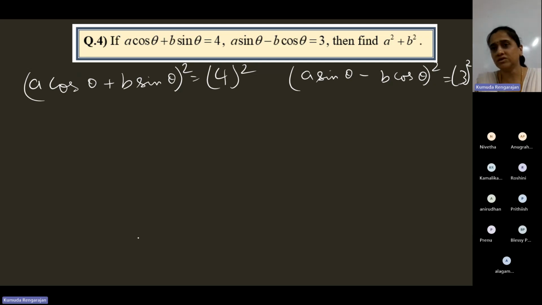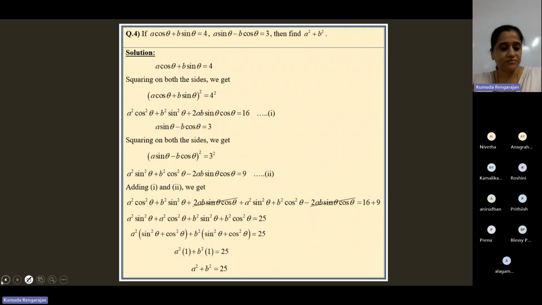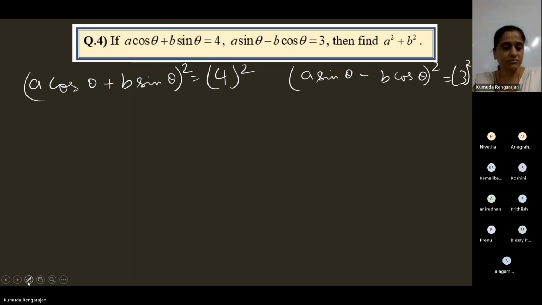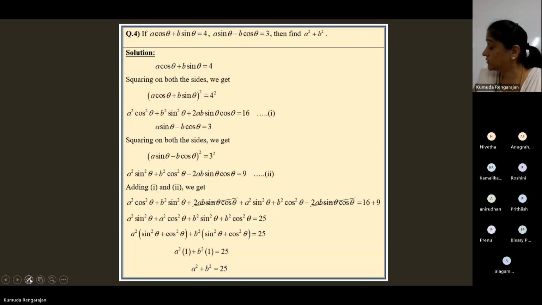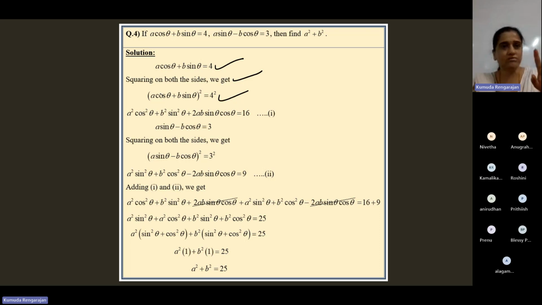Two equations are given in the question. Square the equations and add the two equations. That's it. That will just take you to the answer. You will just get A square plus B square like that. So that's what you see here. This is the equation given. We square on both the sides. So how do you square it?